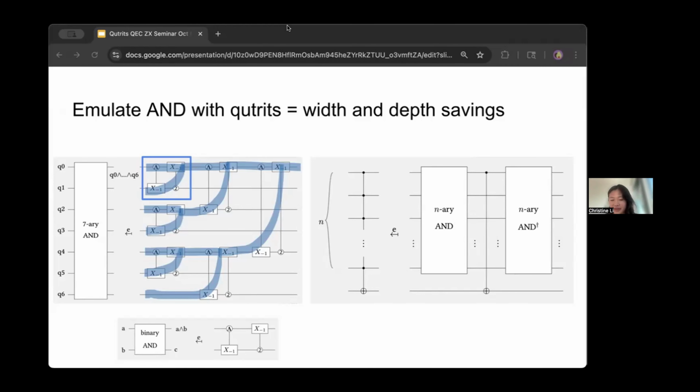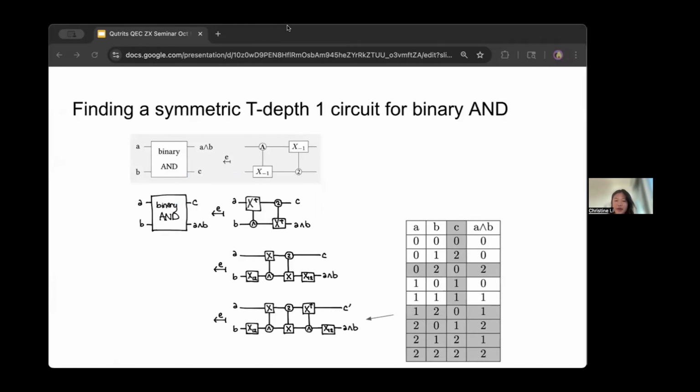So if we have a code that can do this gate, it can give us also a more efficient way to do logical qubit computation. Okay, so going back to this circuit that we have for emulating the AND gate, what we want in the code, as you will see later, is a symmetric circuit that implements a certain gate. And so we manipulated the circuit a bit to find this symmetric version of the circuit that also emulates the AND gate.